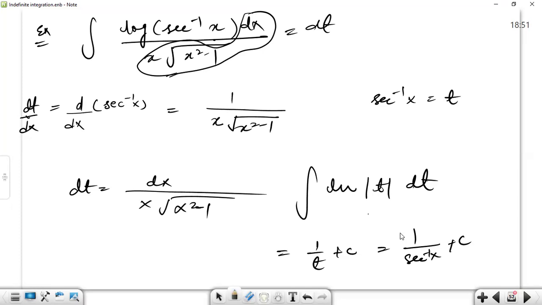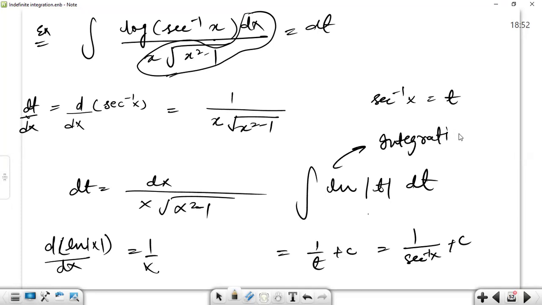No, actually it's not that easy. We have made a mistake. The differentiation of logarithm of x is 1 by x, not its integration. Actually, the integration of this we have to find out by using the integration by parts formula.